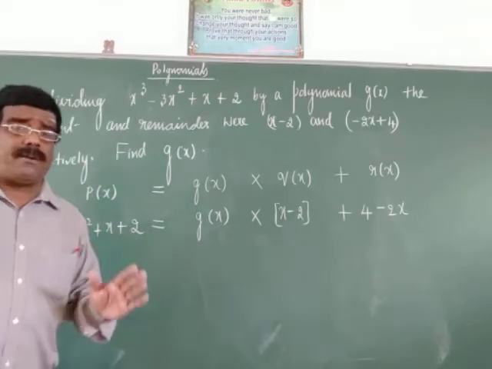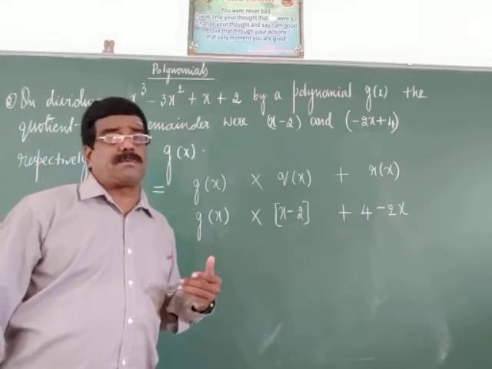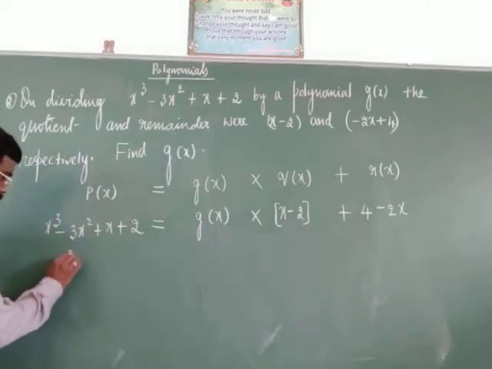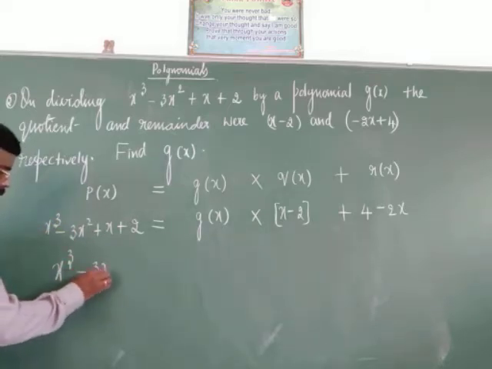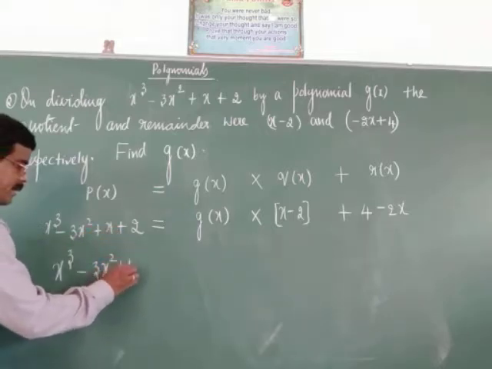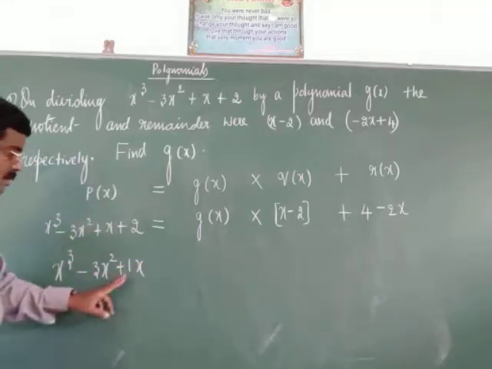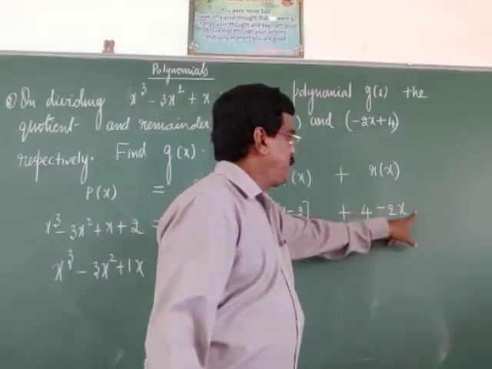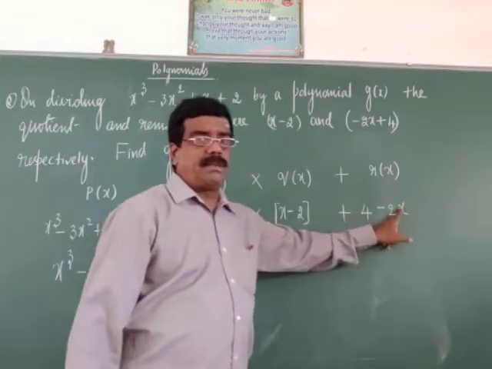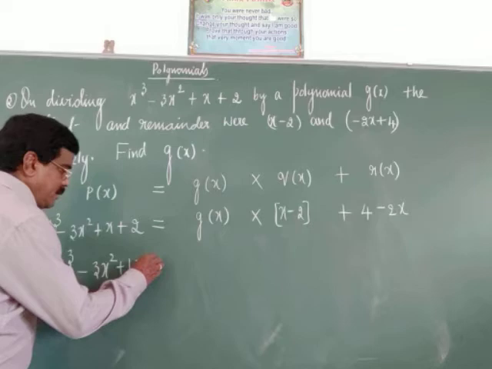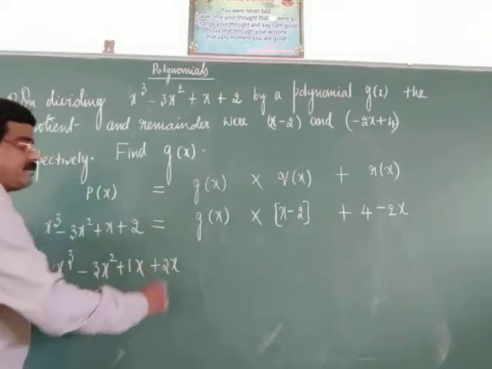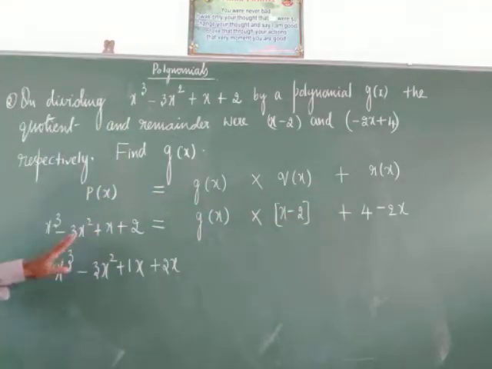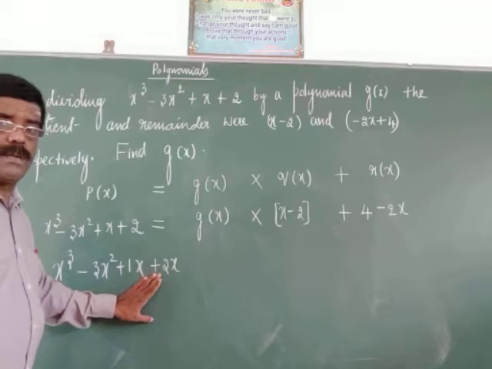While transposing, be careful. You have to change the sign and transpose the term. Just observe how you write. For example, x cube minus 3x square plus x, you must know it is plus 1x. Now observe, children, here we have minus 2x. This minus 2x we are transposing to the left hand side. Be careful, the sign will change. You should know this. This is most important. While transferring minus 2x to the left hand side, it becomes plus 2x.